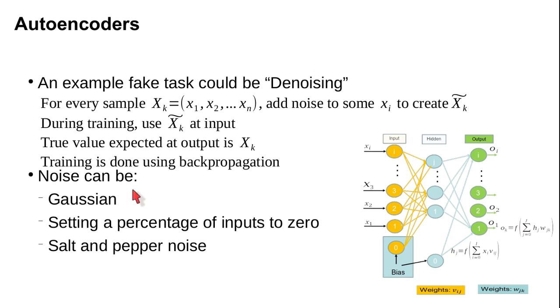The noise could be Gaussian, setting a percentage of the inputs to 0. That means the 3 features that we selected, those would be set to 0. Or it could be adding salt and pepper noise.